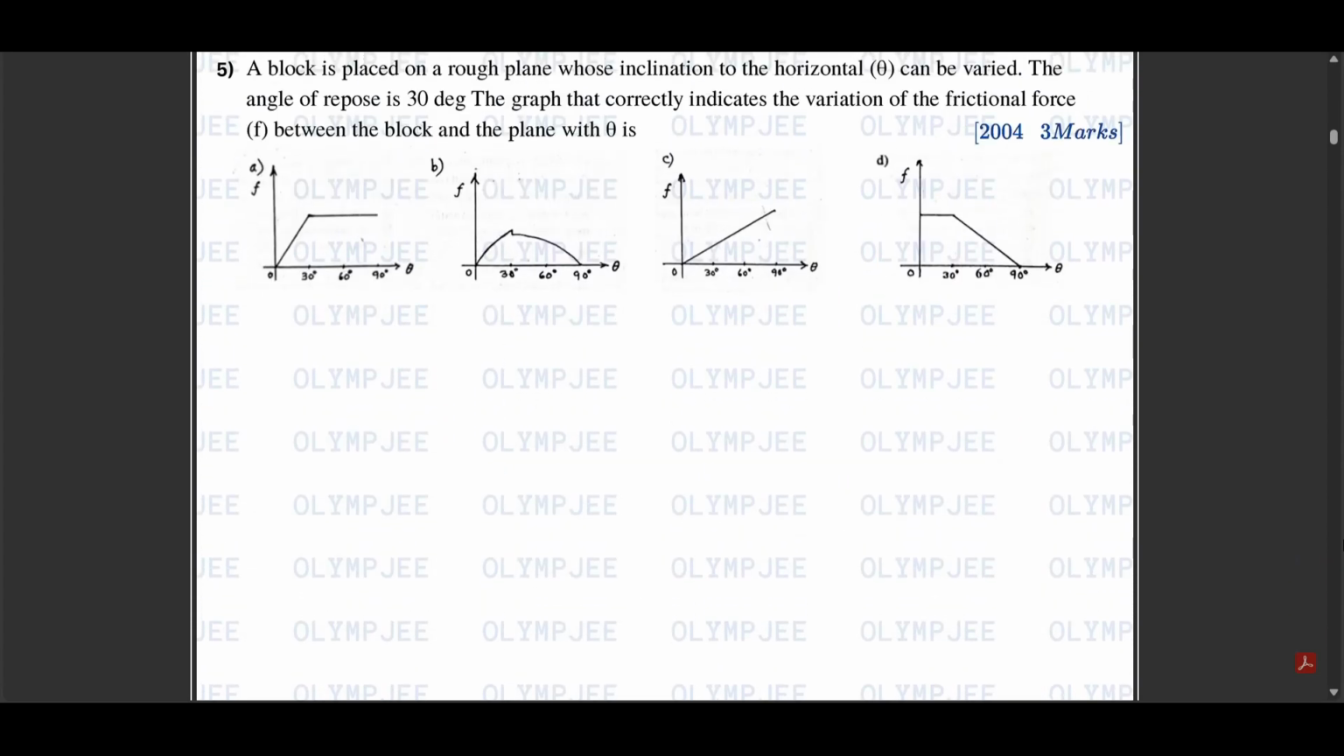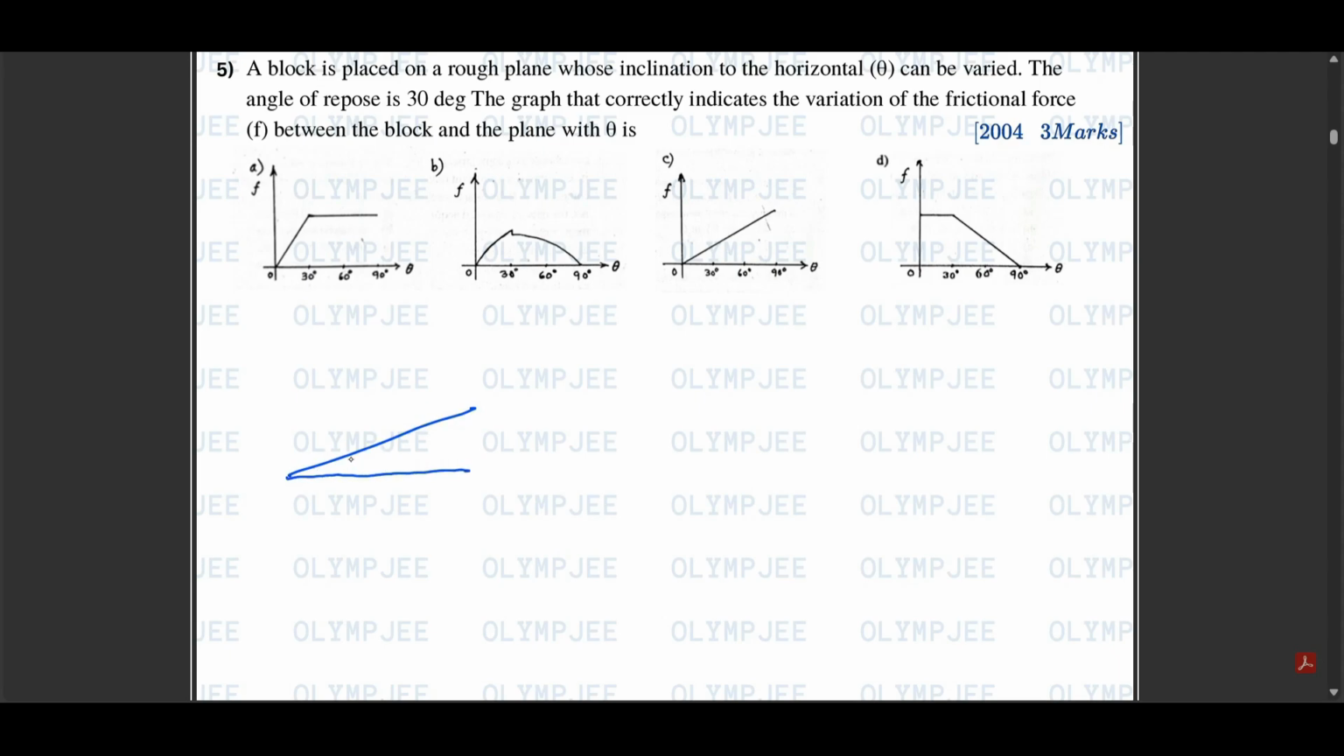So question 5 says that a block is placed on a rough plane whose inclination to horizontal theta can be varied. The angle of repose is 30 degrees. The graph that correctly indicates the variation of friction force F between the block and the plane with theta is. Okay, so angle of repose is the angle at which the block will start sliding down, right? Before that, the block will remain stationary.